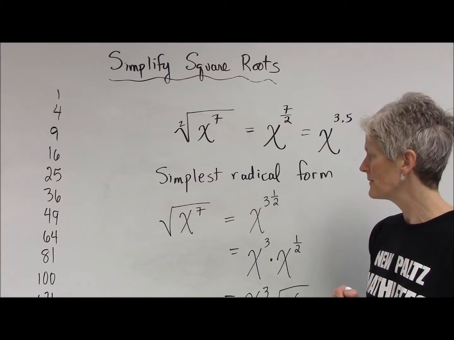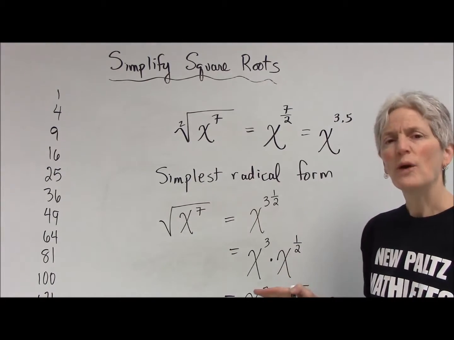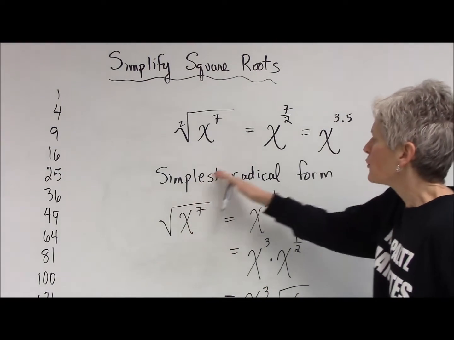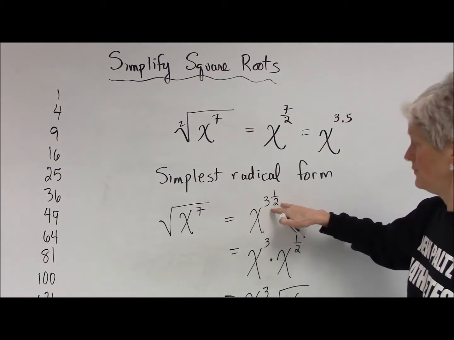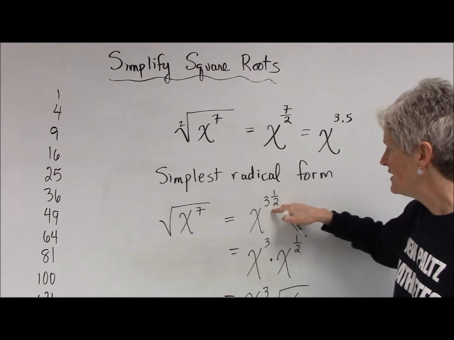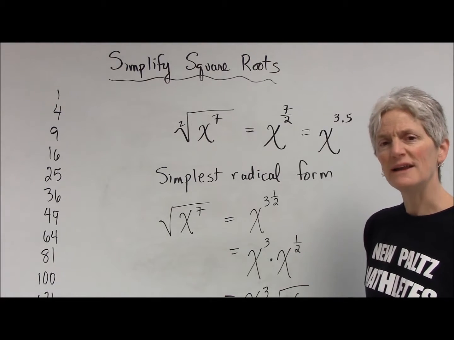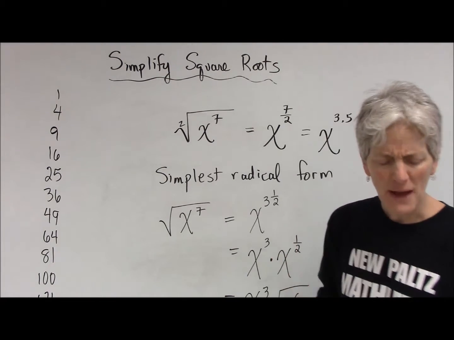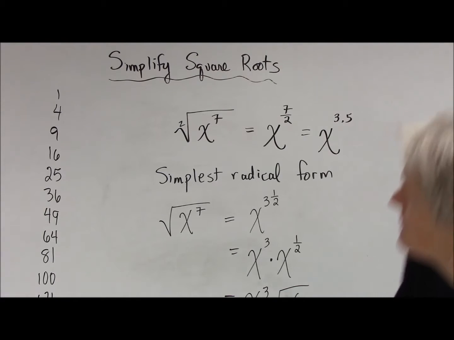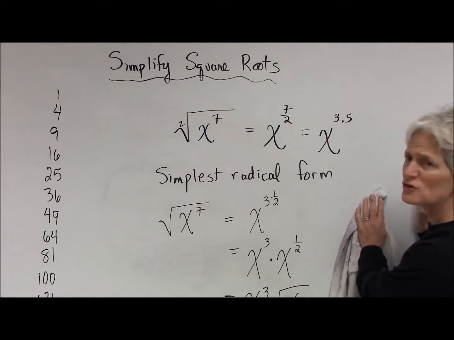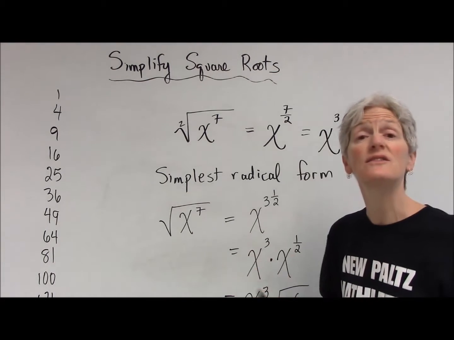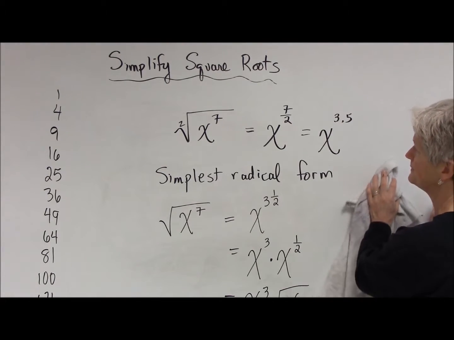Okay? Now, this is one way to do it, where you rewrite your radical with a fractional exponent, and then you separate those out and write it in radical form. But there might be an easier way to think about this. Okay? So let me show you a couple other strategies, and you can decide which strategy works for you.